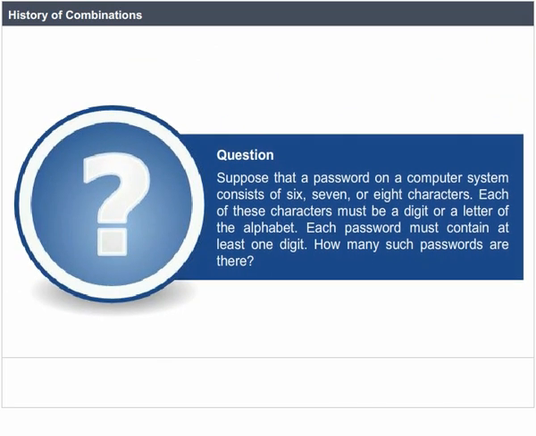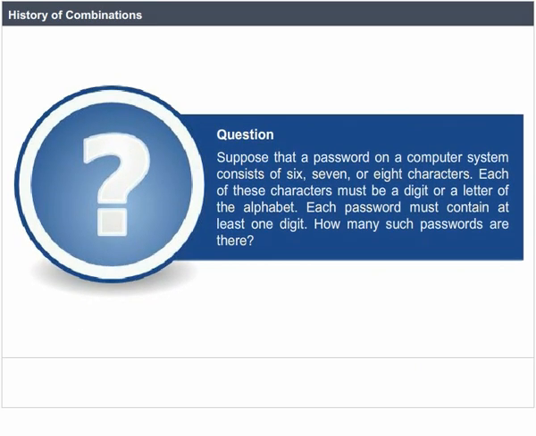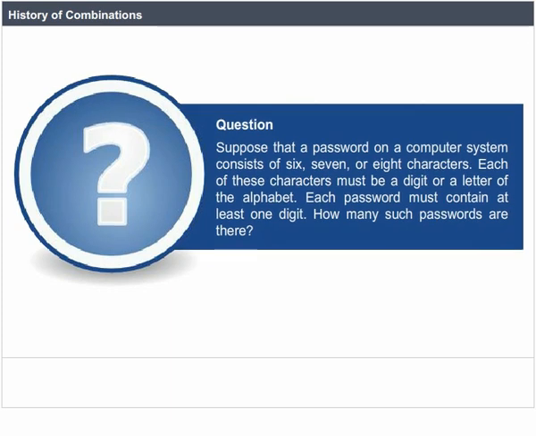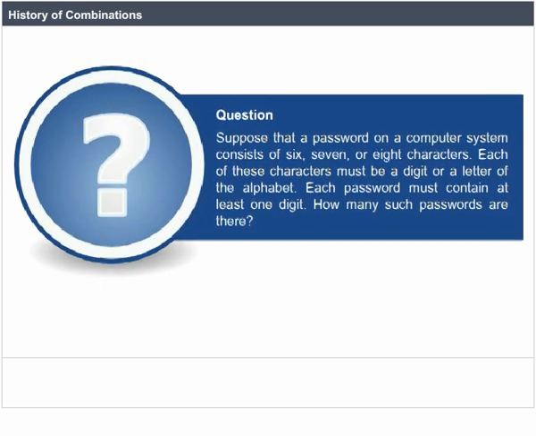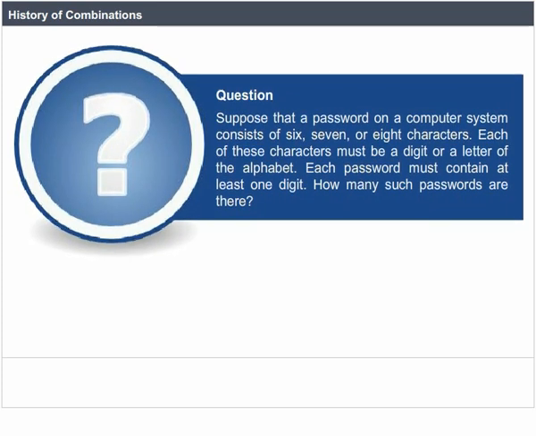Suppose that a password on a computer system consists of 6, 7 or 8 characters. Each of these characters must be a digit or a letter of the alphabet. Each password must contain at least one digit. How many such passwords are there?